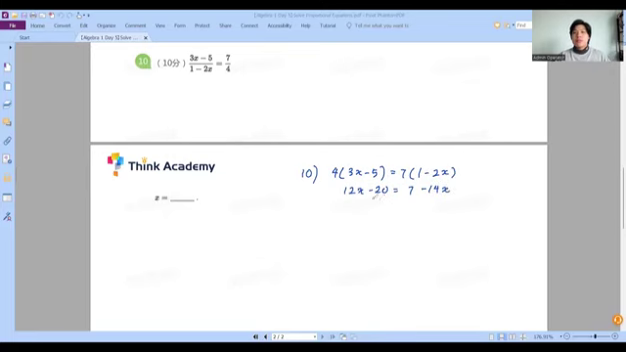I'm going to move my x terms to the left and my non-x terms to the right. So that's 12x plus 14x and 7 plus 20. Over here, I'm going to get 26x, and on the right, I'm going to get 27. My final answer for question 10 is going to be x is equal to 27 out of 26.